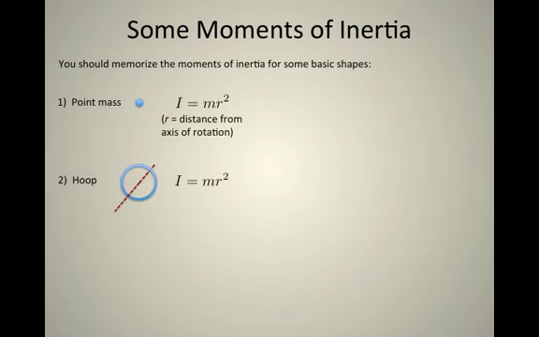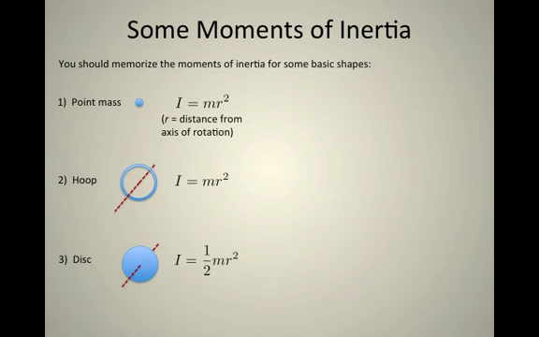The next is a hoop. A hoop consists of lots of little point masses, all a distance r away from its axis of rotation. So if this thing was spinning like a frisbee around the dotted line shown in red there, the moment of inertia of this thing is also mr squared. In other words, it's got a lot of smaller masses added up together makes the mass m, but they're all at r squared. So that's going to just be mr squared as well.